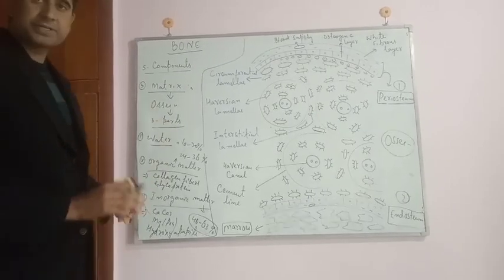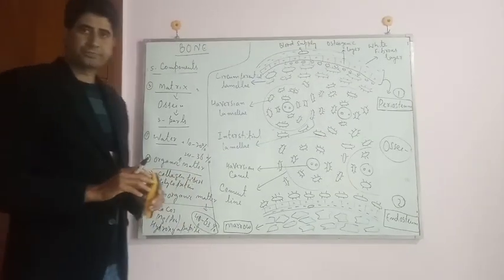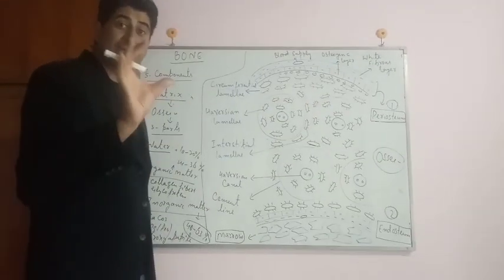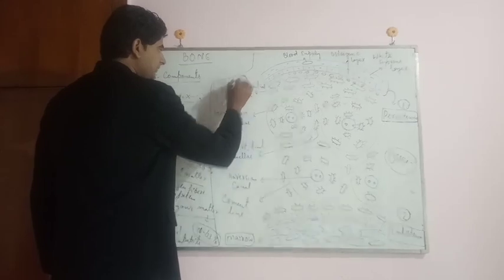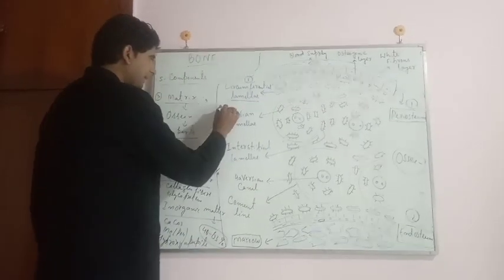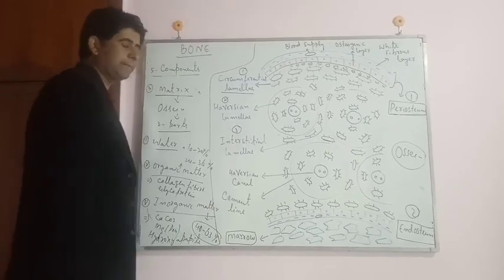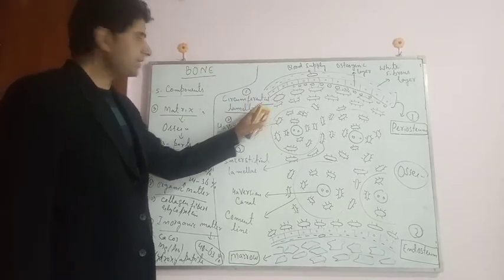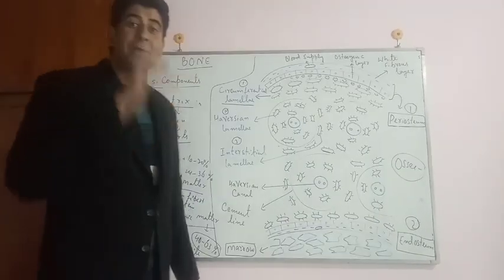So this is the matrix. Now this matrix occurs in layers, just like these layers, and these layers have been termed as lamellae. Here the lamellae has three types. Number first is the circumferential lamellae, next is the Haversian lamellae, and third is the interstitial lamellae. The circumferential lamellae occurs around the circumference of the bone, meaning the peripheral portion of the bone.